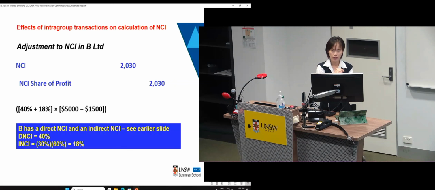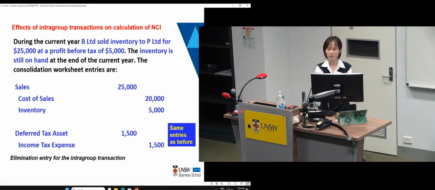Okay, now let's make another version. Assuming the seller is the parent, P Limited, P sells this to B. Everything else is still the same. Any change in this part? No, same, right? What about the NCI adjustment? Is there any NCI adjustment? No NCI adjustment, so NCI adjustment is zero. No need to adjust NCI because I changed the seller to the parent, and this entry then only affects the equity of the parent, nothing to do with NCI.